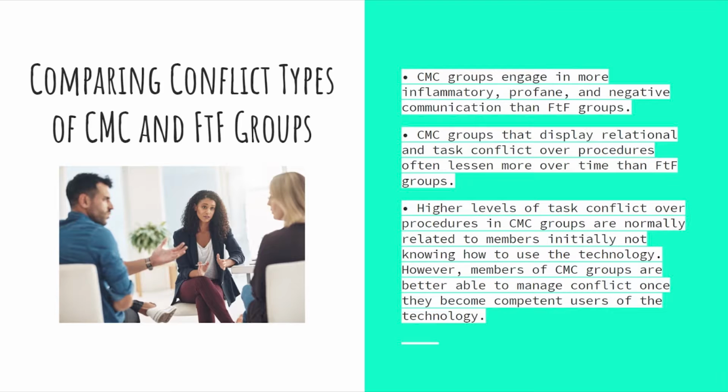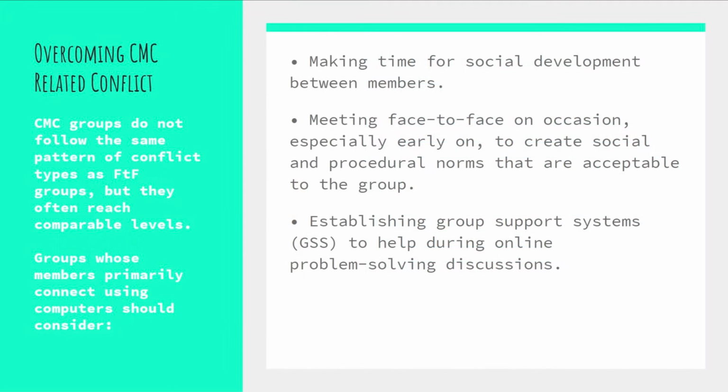CMC groups that display relational and task conflict over procedures often lessen more over time than FTF groups. Higher levels of task conflict over procedures in CMC groups are normally related to members initially not knowing how to use the technology. However, members of CMC groups are better able to manage conflict once they become competent users of the technology. Overcoming CMC-related conflict.